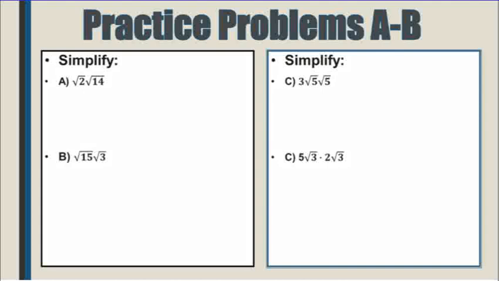Next, square root of 2 times the square root of 14. Break this down as the square root of 2 times the square root of 7. Square root of 2 times the square root of 2 equals 2 times the square root of 7.